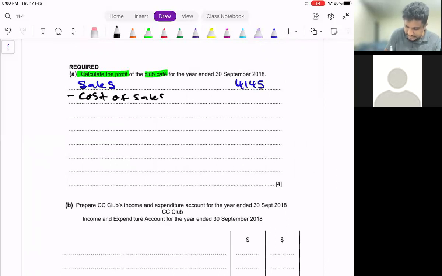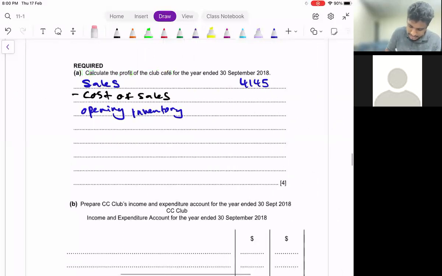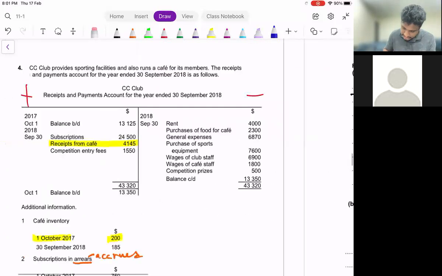Your cost of sales will start with opening inventory. How much is the opening inventory? Opening inventory at cafe is 200. Sorry, I use a yellow color pen. So opening inventory is 200. This opening inventory needs to be plus the purchases. Do you have any purchases for your cafe? Check here.